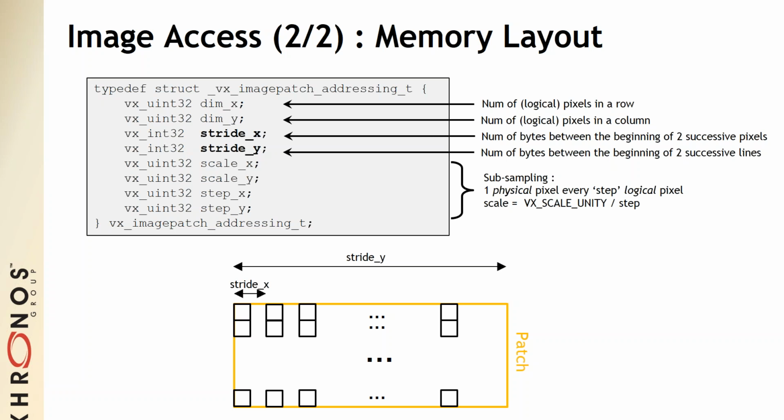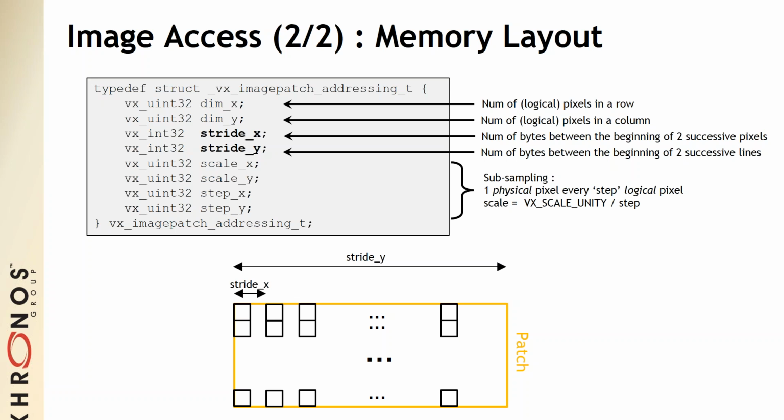For RGB images, which are densely packed, you would see that this xstride will be 3 bytes, or sometimes, depending on the underlying implementation, it can be 4 bytes also. And ystride tells you how many bytes you have to advance to get to the pixel row below, very similar to what you use in an OpenCV scenario. And the scale and step are parameters used in subsampling images.